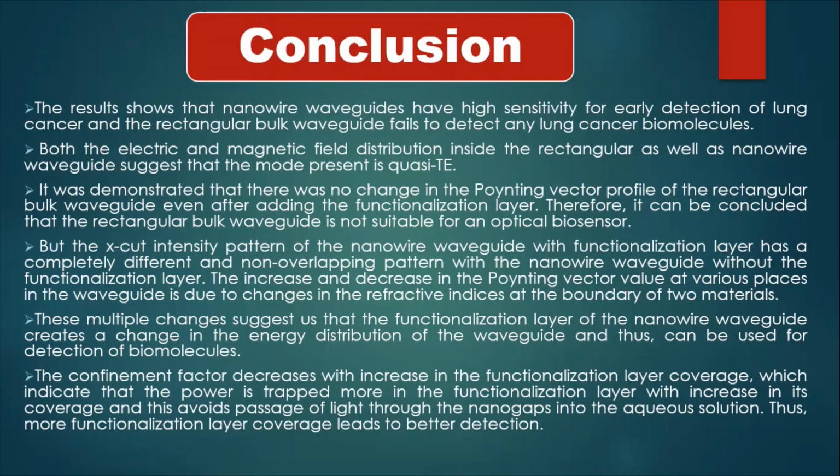But the X-cut intensity pattern of the nanowire waveguide with functionalization layer has a completely different and non-overlapping pattern with the nanowire waveguide without the functionalization layer. The increase and decrease in Poynting vector value at various places in the waveguide is due to changes in the refractive indices at the boundary of two materials. These multiple changes suggest that the functionalization layer of the nanowire waveguide creates a change in the energy distribution of the waveguide and thus can be used for detection of biomolecules. Also, more functionalization layer coverage leads to better detection.